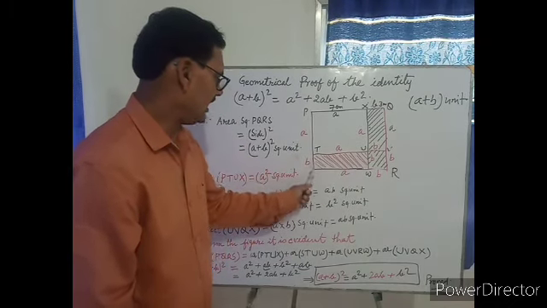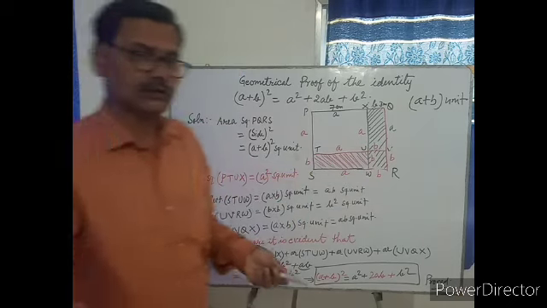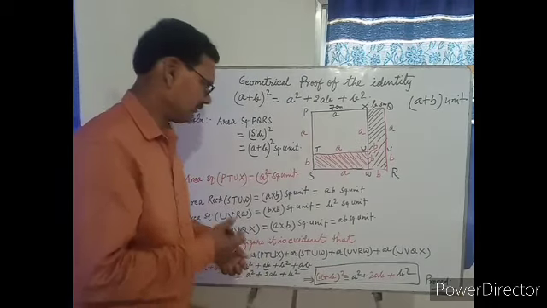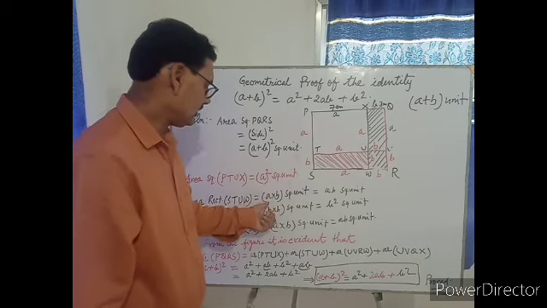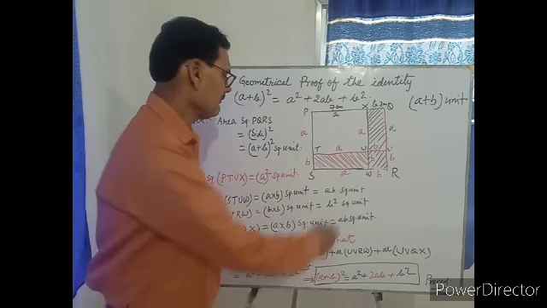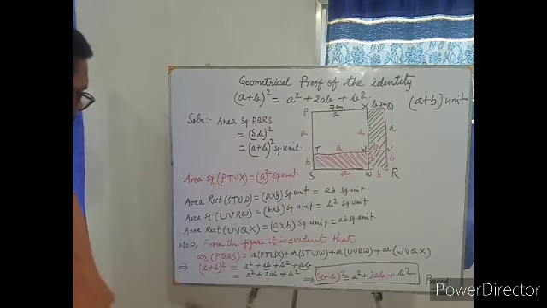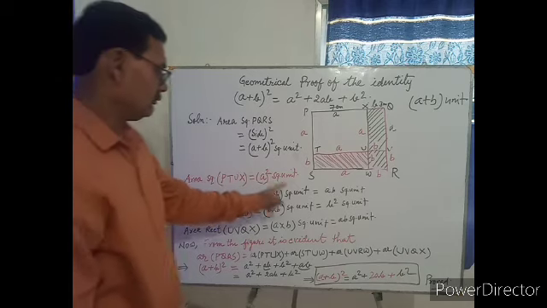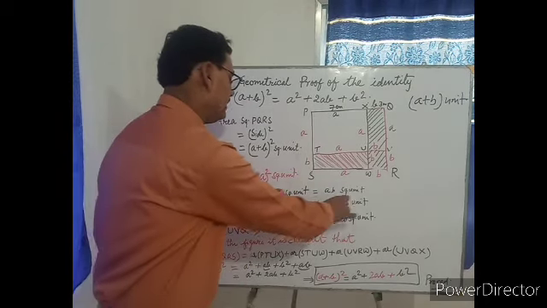This rectangle STUW. Now what is the area of the rectangle? You know, it is equal to length into breadth. Length is a unit and breadth is b unit. You see, this is the length and this is the breadth. Therefore, area of rectangle STUW is equal to length into breadth, that is a into b square unit, equal to ab square unit.